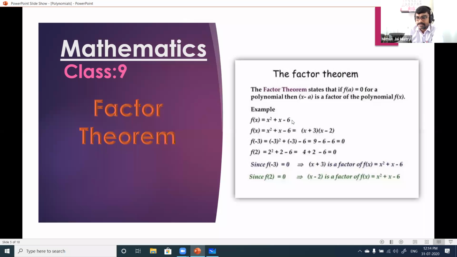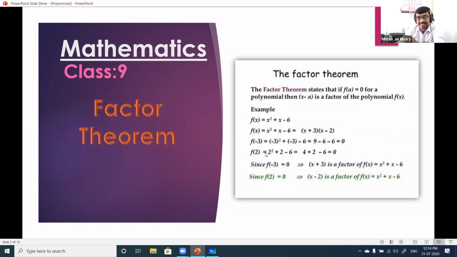Sir, I did not understand anything, sir. See, now try to understand here. One example is given. Let us assume that f of x is a polynomial x square plus x minus 6. In the place of x, you are substituting minus 3 here. And you solved it. You got minus 3 whole square plus minus 3 minus 6. And finally, you got 0. Means in the place of x, when you substituted minus 3, you got the remainder as 0. Right? So here, this minus 3 is called the 0 of the polynomial. So if minus 3 is the 0 of the polynomial, then x plus 3 is a factor.